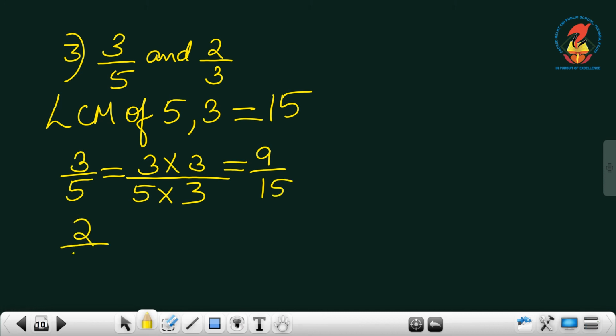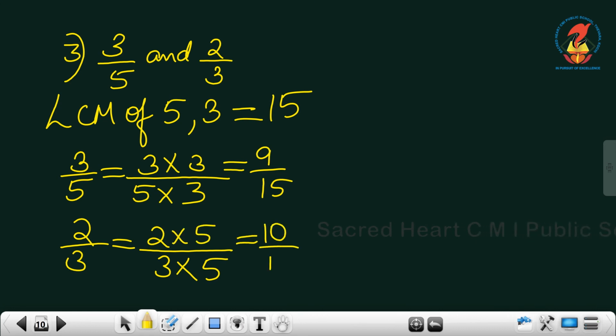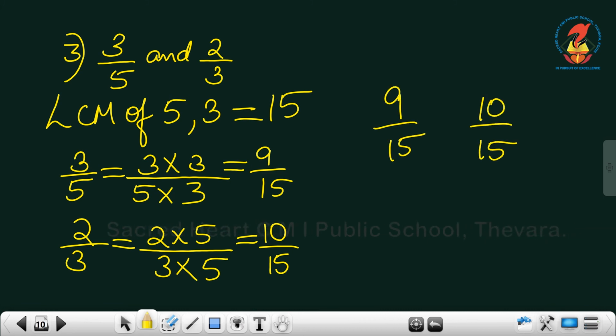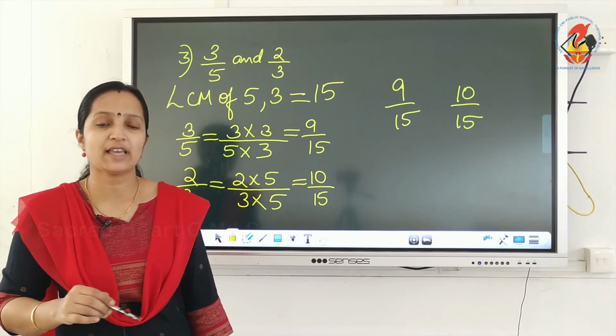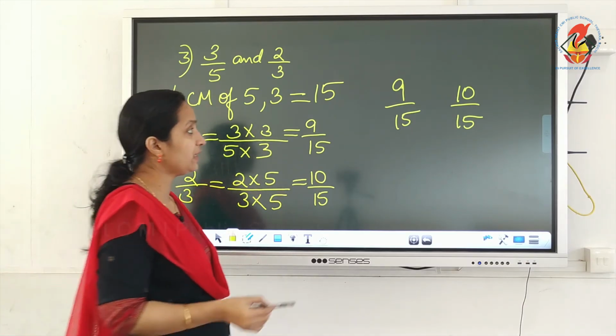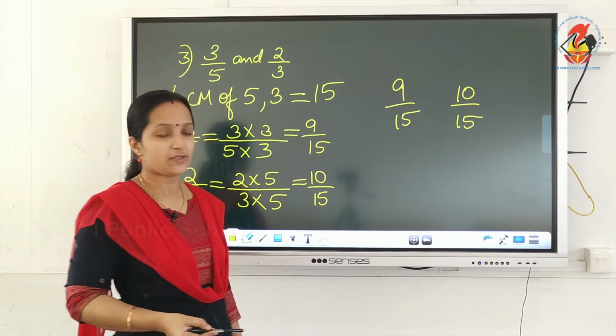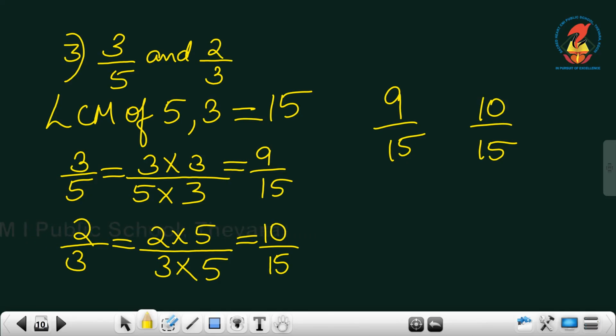Now take the next fraction, 2 by 3. 3 into which number gives the answer 15? 3 into 5 gives 15. So multiply 5 to the numerator also. What will you get? 10 by 15. So which are the two equivalent fractions we got? 9 by 15 and 10 by 15. Now look here, these two fractions have the same denominator. So the fraction with greater numerator will be the greatest fraction. 9 or 10, which one is greater? 10 is greater. So we can say 9 by 15 is less than 10 by 15.